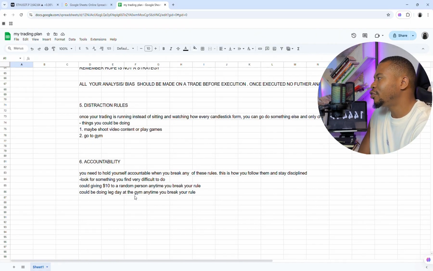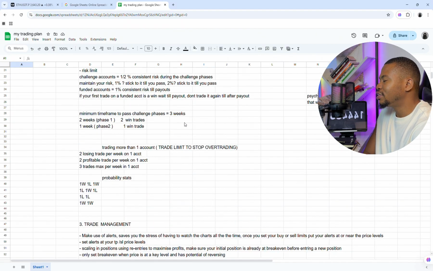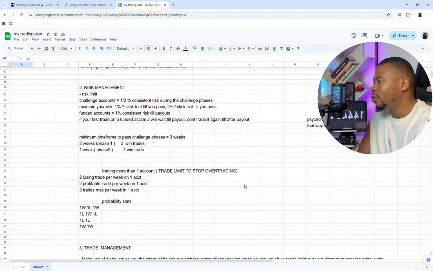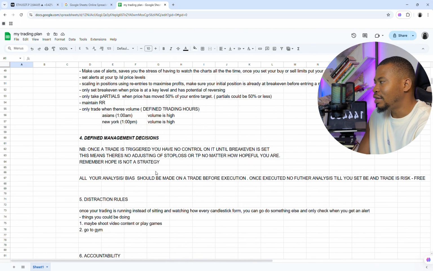All right, so I've given you guys a template. You can as well use this template to create your own. It doesn't have to be exactly what I have here on my screen. You can just use the outlines, then write what suits your style of trading.